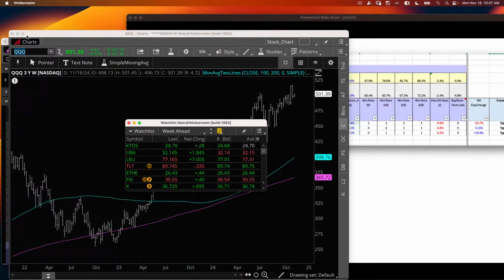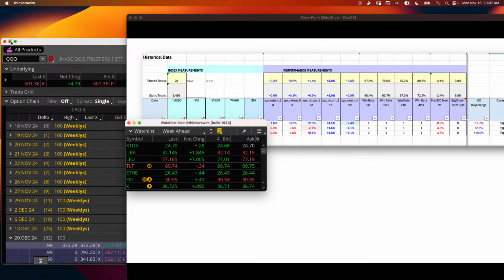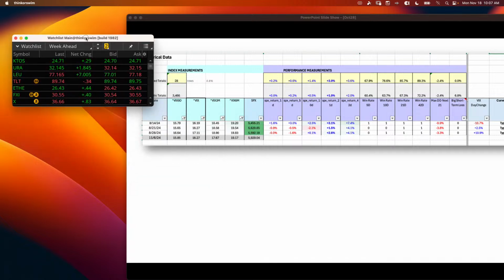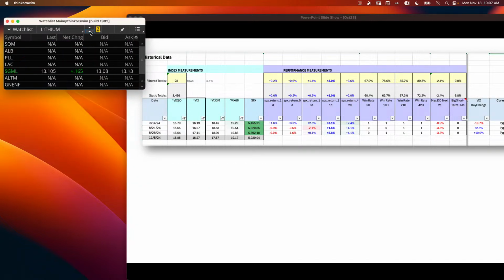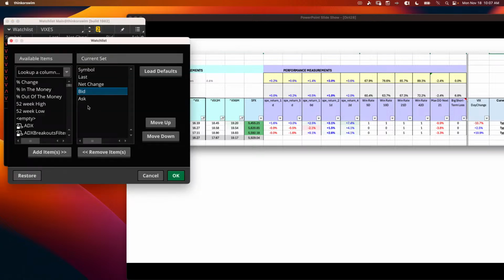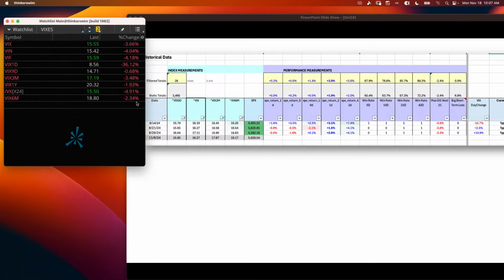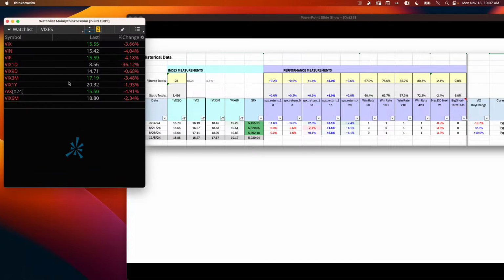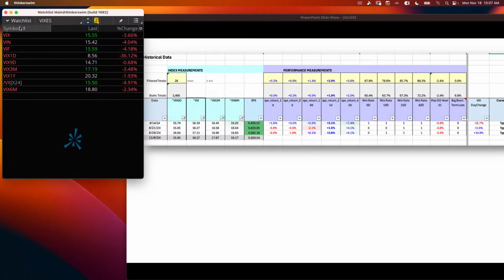Because what we're going to do now is look at VIX term structure. When we look at VIX term structure, we are looking at the difference between the different VIX indices. I'm going to take off those bid and ask, because that will bother me to no end. I like that percent change on there, just to keep it nice and simple. And there we go. So here we have VIX term structure. Now, if we look at the VIX 9-day, it's trading 14.71.